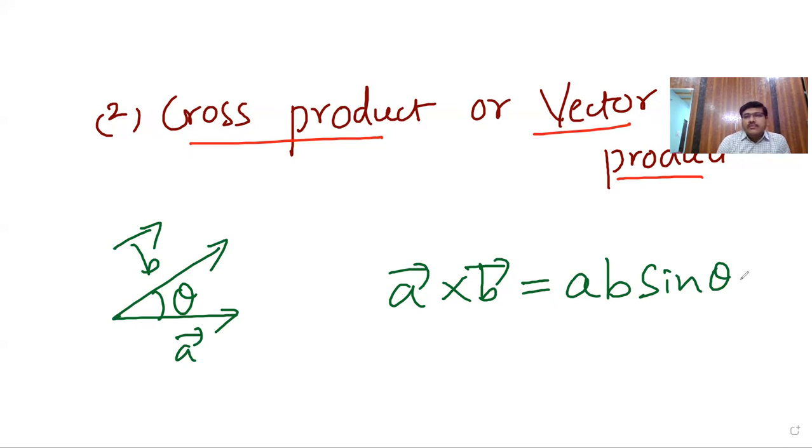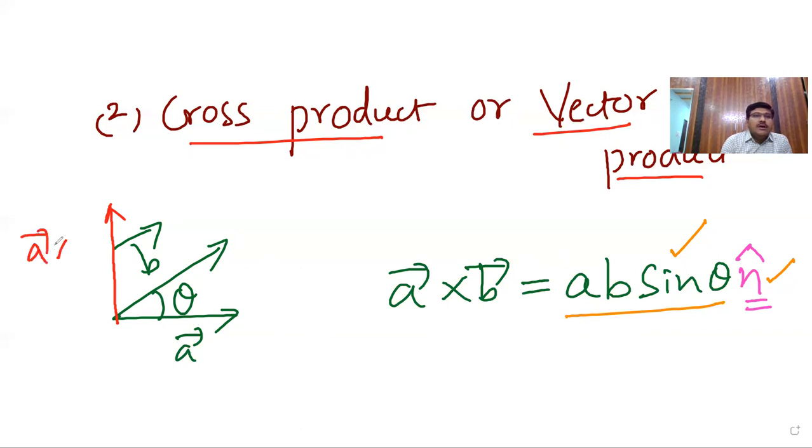This unit vector shows direction. This a b sine theta indicates magnitude. Unit vector indicates direction. This is a bar cross b bar. And that vector is always perpendicular to the plane containing a bar and b bar. This is a bar cross b bar.